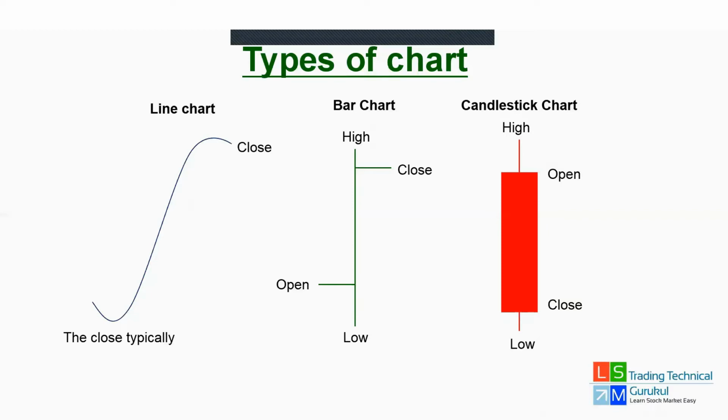It should be green, it should be red, and it has four parts like the bar: high, open, close, and low. But depending upon the closing and opening, the color of the candle is determined.